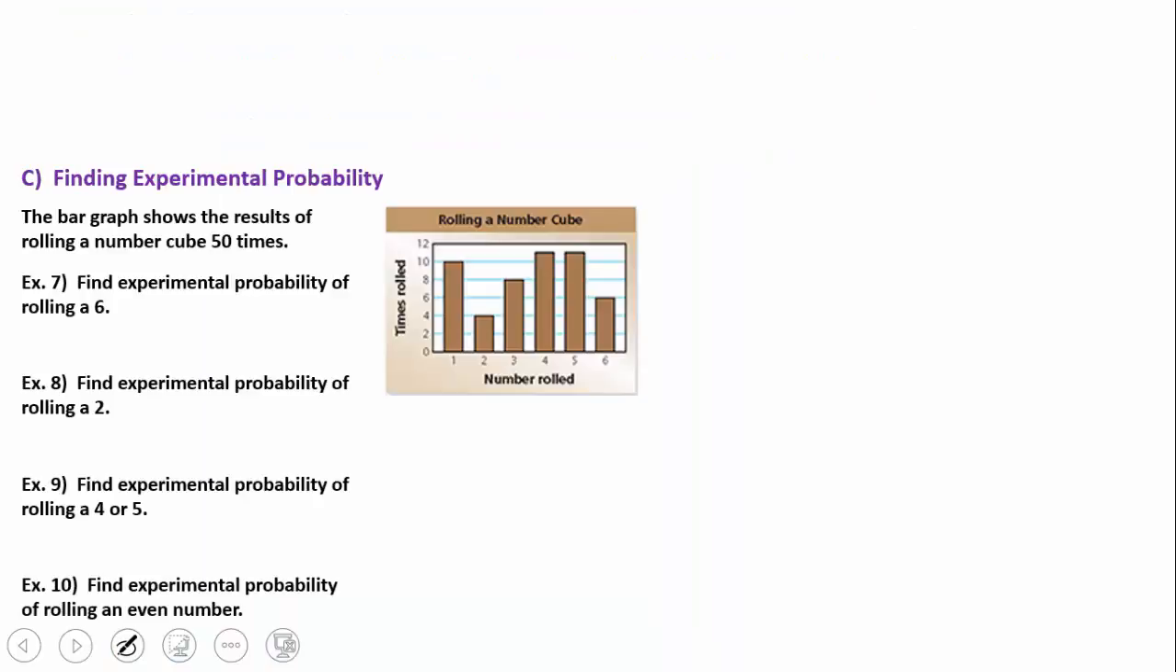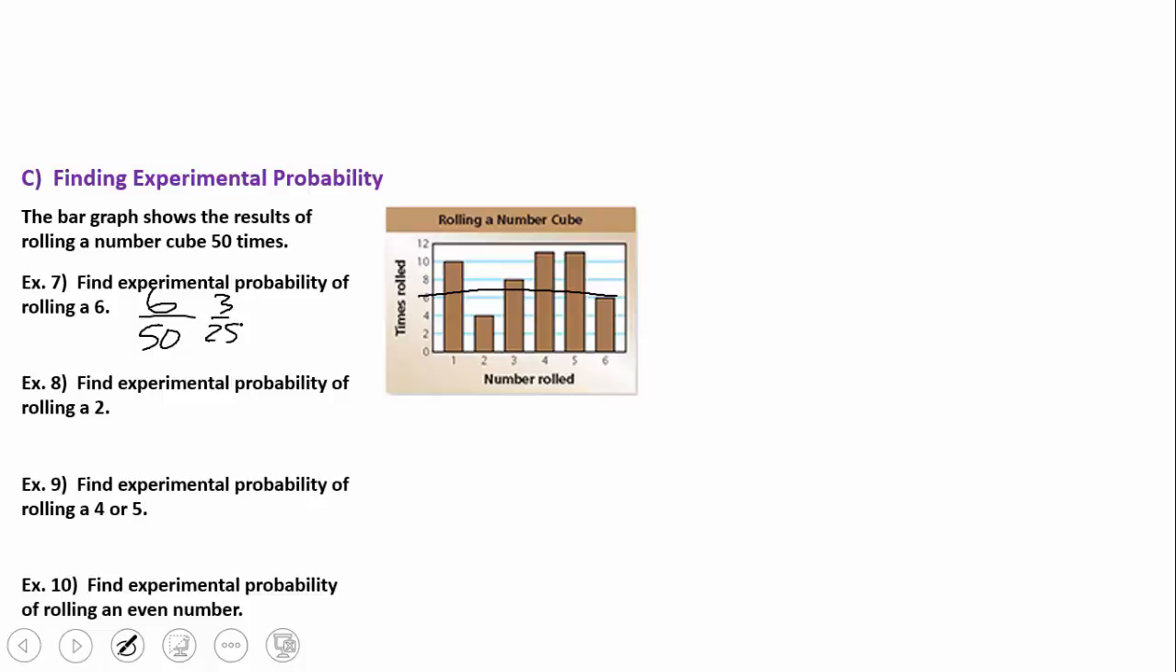So let's do some on our own. The bar graph shows the results of rolling a number cube 50 times. Find the experimental probability of rolling a 6. So this graph says, hey, here's how many times, the frequencies, I rolled a 1, a 2, a 3, a 4, a 5, and a 6. So I come over here to a 6 and I see that I go across and I rolled a 6 3 times out of the 50. And if I simplify that, I get 3 out of 25.